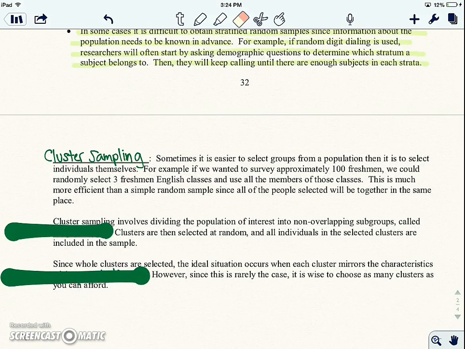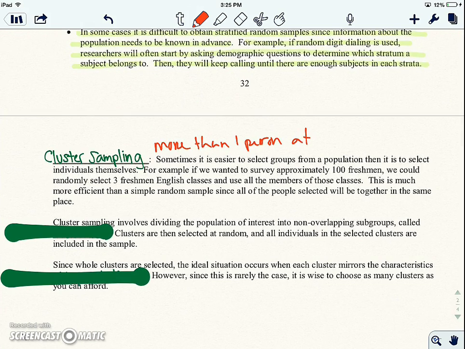The next kind is cluster sampling. Sometimes it's easier to select groups from a population than it is to select individuals themselves. So the key to this is we're selecting more than one person at a time. For example, if we wanted to survey approximately 100 freshmen, we could randomly select 3 freshman classes and use all the members of those classes.